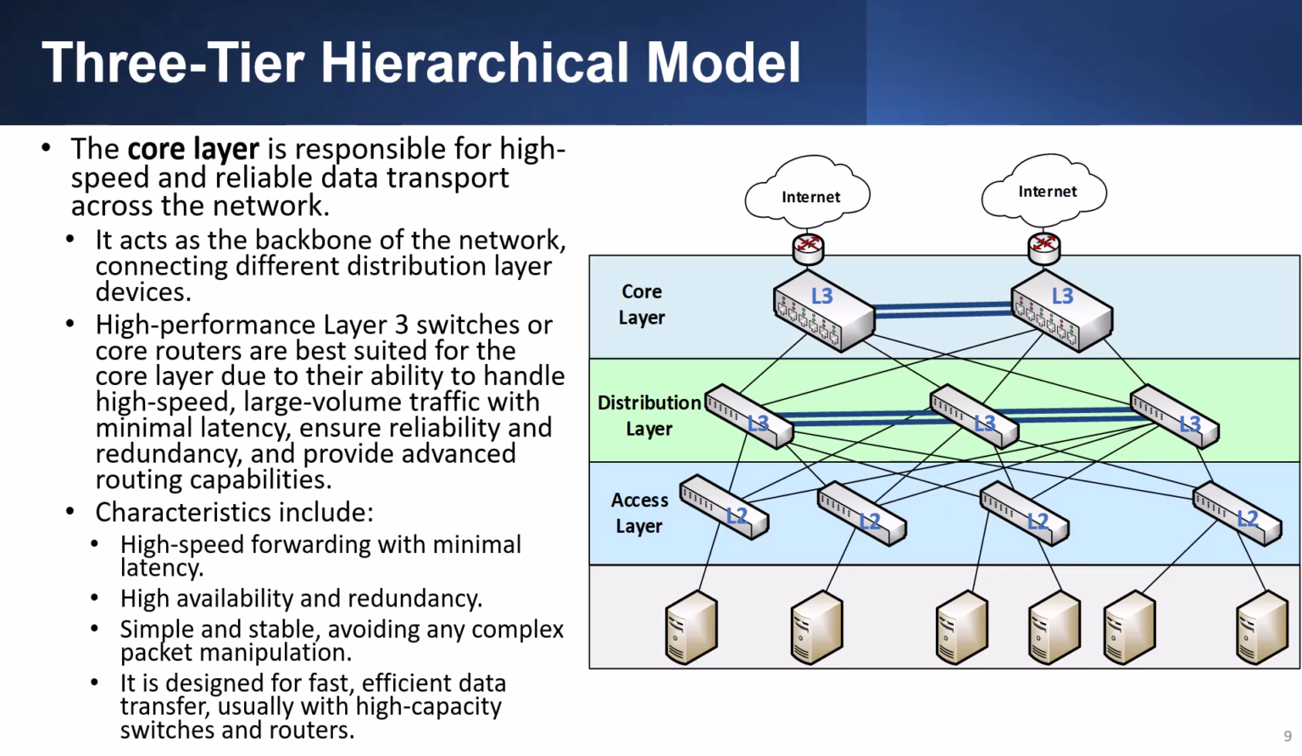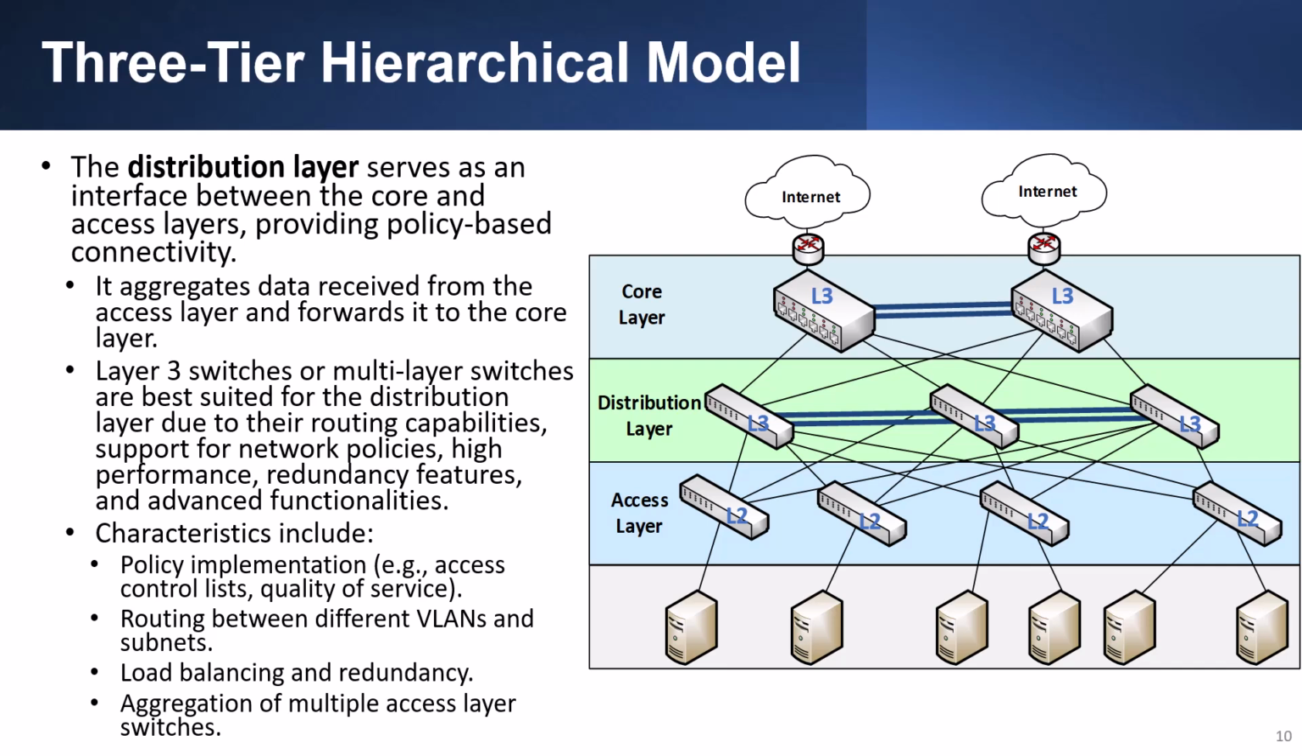The core layer is responsible for high-speed and reliable data transport across the network. It acts as the backbone of the network, connecting different distribution layer devices. High-performance layer 3 switches or core routers are best suited for the core layer due to their ability to handle high-speed, large volume traffic with minimum latency, ensure reliability and redundancy, and provide advanced routing capabilities. Characteristics include high-speed forwarding with minimum latency, high availability and redundancy, and simplicity and stability, avoiding any complex packet manipulation. It is designed for fast and efficient data transfer, usually with high-capacity switches and routers.